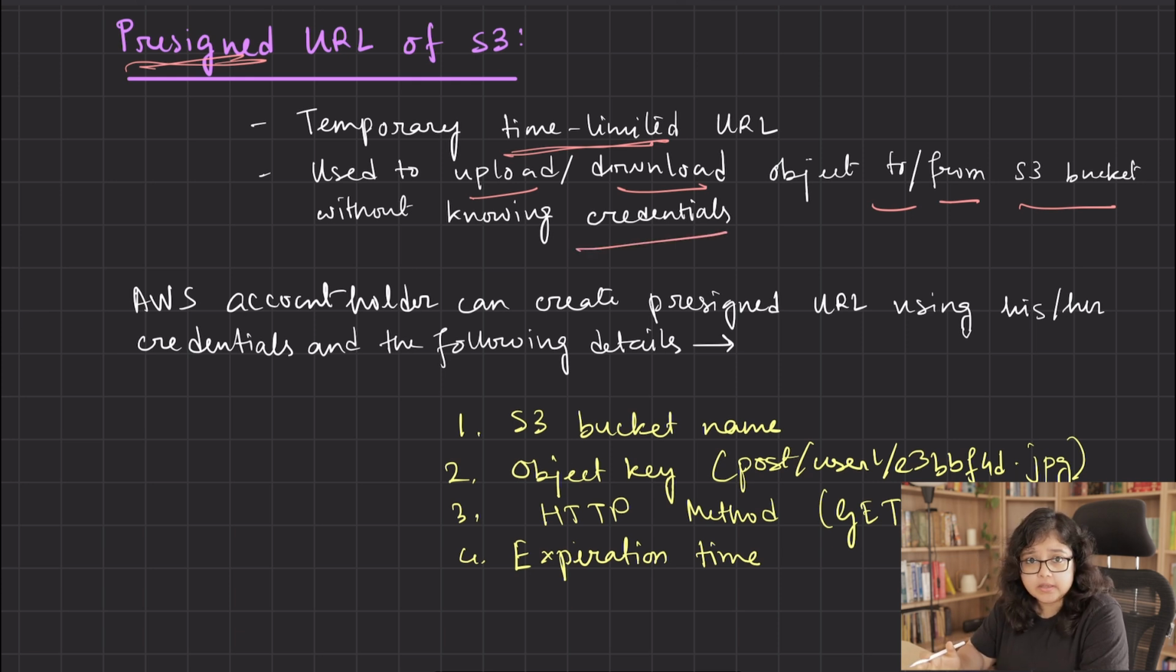What does this mean? This means that if you have an AWS account, then you can generate a pre-signed URL using your credentials and these parameters. And after the URL is generated, anyone who has this pre-signed URL can upload or download to your bucket within the expiration time. Now let's see the parameters that you are using while generating the pre-signed URL.